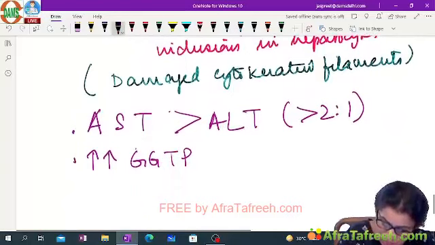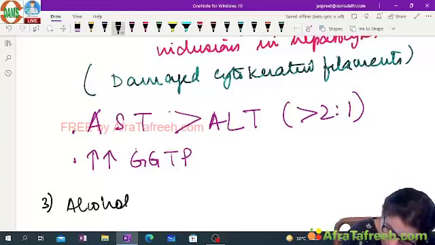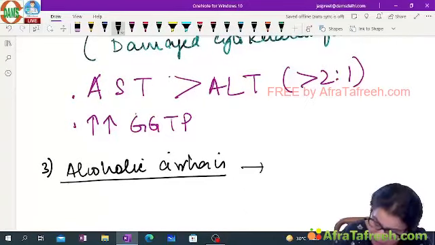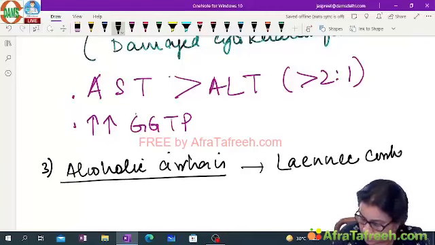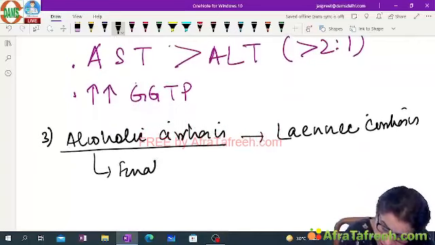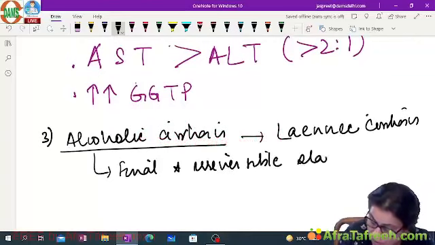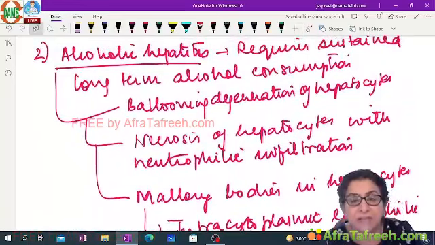Okay, now if person does not stop alcohol consumption, last stage is alcoholic cirrhosis. So last stage is now the patient develops cirrhosis of liver, alcoholic cirrhosis. Another name for alcoholic cirrhosis is it's also called Laennec cirrhosis, L-A-E-N-N-E-C, Laennec cirrhosis. Now this is the final and irreversible stage. Okay, the previous stage, that is alcoholic hepatitis, this is reversible to some extent.